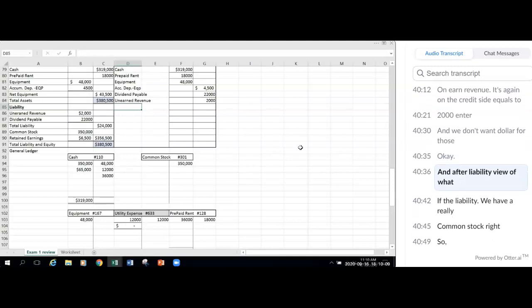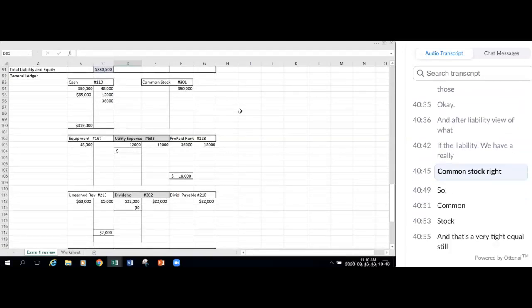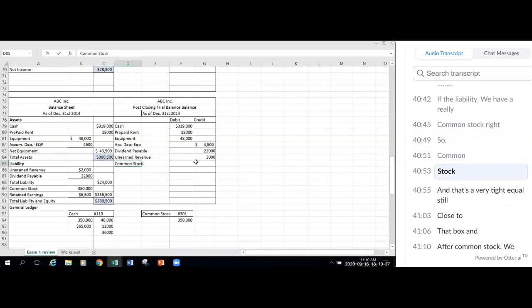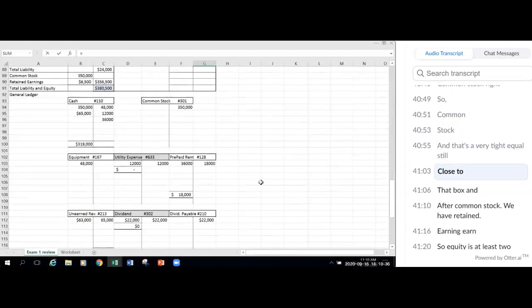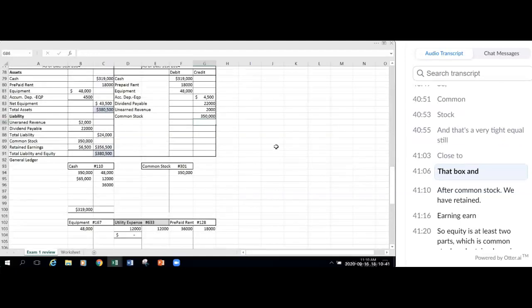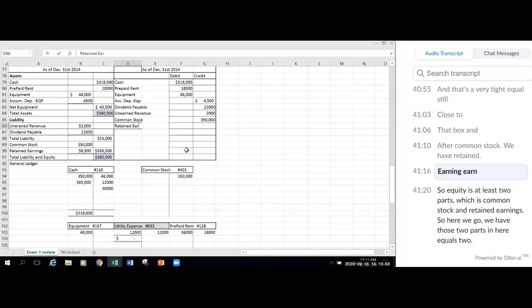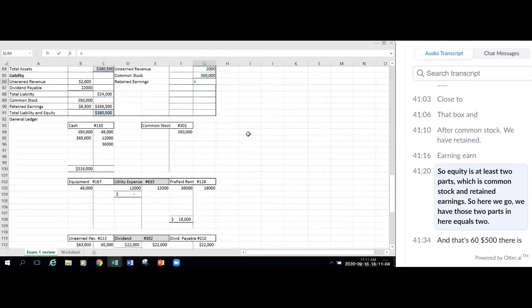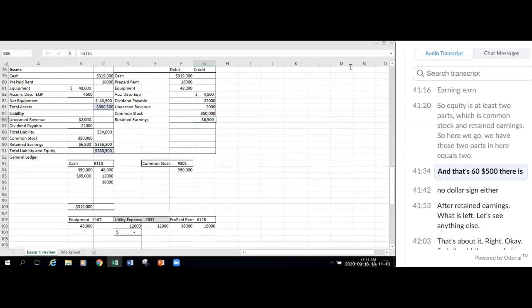Okay. And after liability, we have what? After liability, we have equity, common stock, right there. So, common stock, and that's a credit side equals to that box. Enter. After common stock, we have retained earnings. So equity is at least two parts, which is common stock and retained earning. So here we go. We have those two parts in here, equals to, and that's $6,500 there. Enter. No dollar sign either.